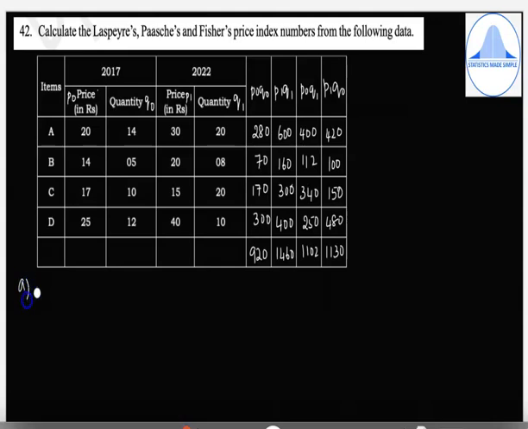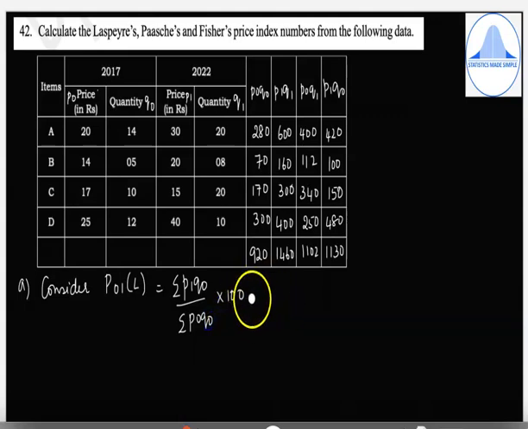So start with the first subdivision. Let us write Laspeyres price index number. P01 of L is equal to summation P1 Q0 divided by summation P0 Q0 into 100. So which is equal to 1130 divided by 920 into 100. So which simplifies to P01 of L is equal to 122.83.